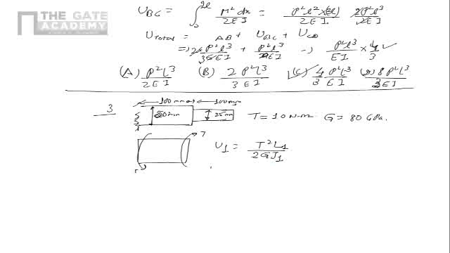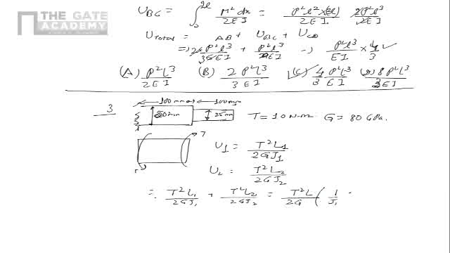Now similarly, U2 is T square L2 upon 2G J2. Now total U is nothing but T square L1 upon 2G J1 plus T square L2 upon 2G J2, which is nothing but T square L upon 2G into 1 by J1 plus 1 upon J2. Now the torque in both of them is 10, so the square of that is 100, multiplied by length 0.1, divided by 2 into 80 into 10 to the power 9, that's in GPa.